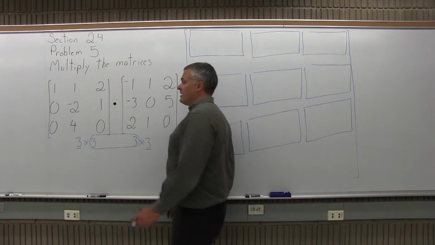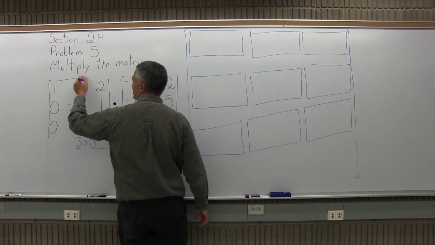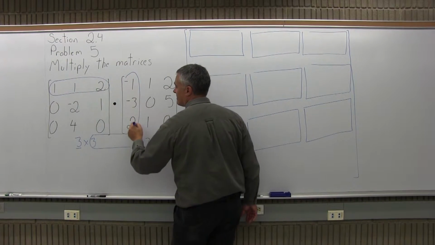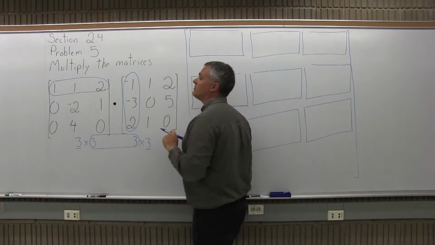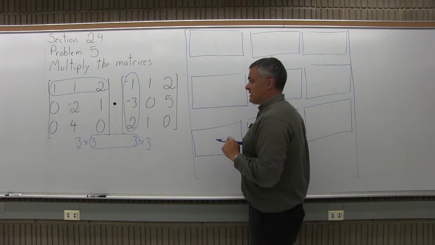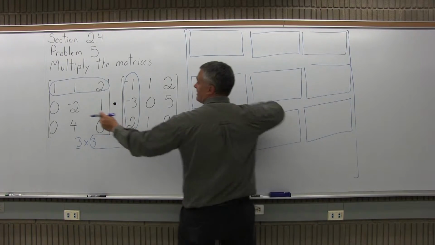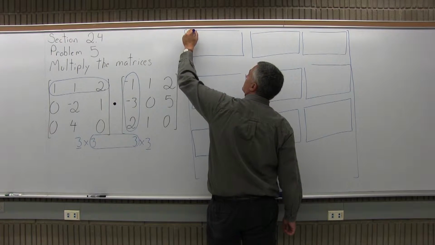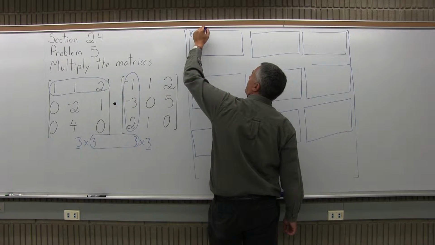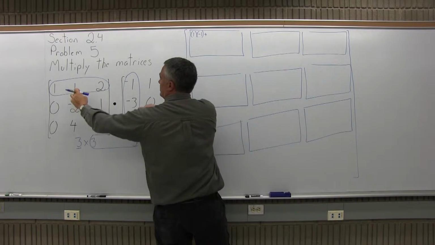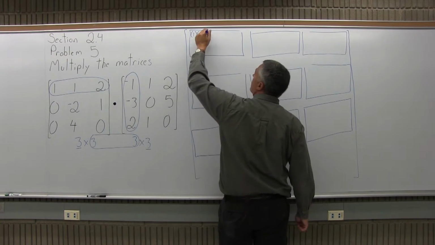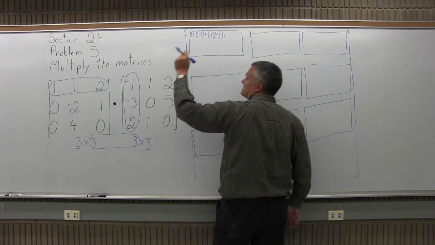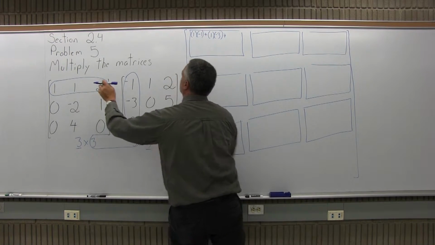So to start, I'll multiply the top row of the first matrix, 1, 1, 2, times the first column of the second matrix, negative 1, negative 3, positive 2. So when I do that, I'm going to multiply first times first, 1 times negative 1. And then plus middle times middle, which is 1 times negative 3, plus the last times the last, 2 times 2.